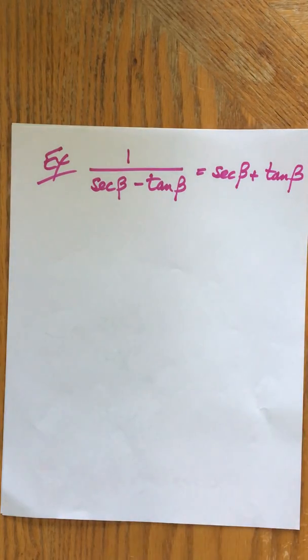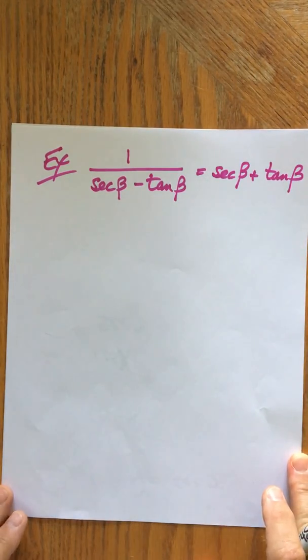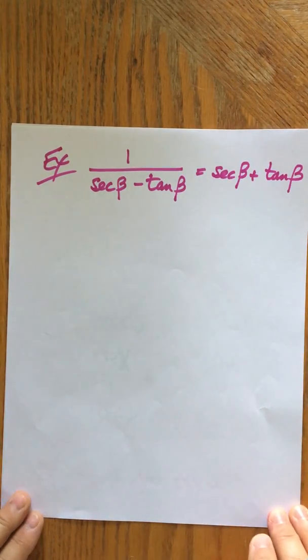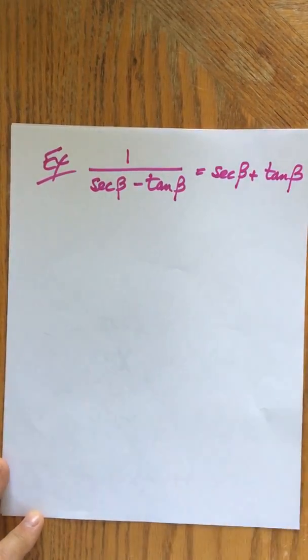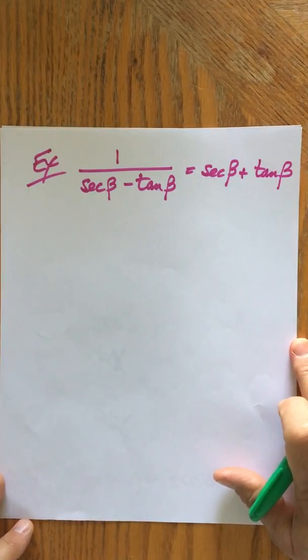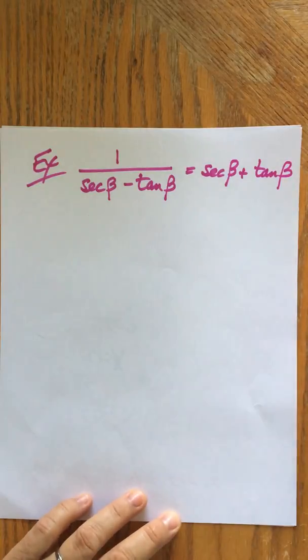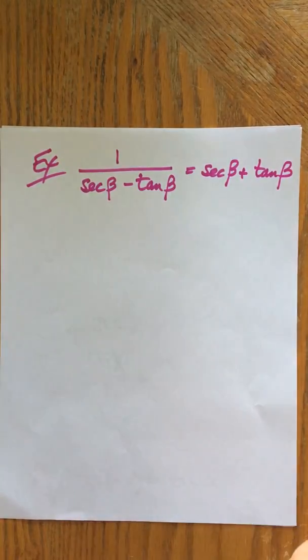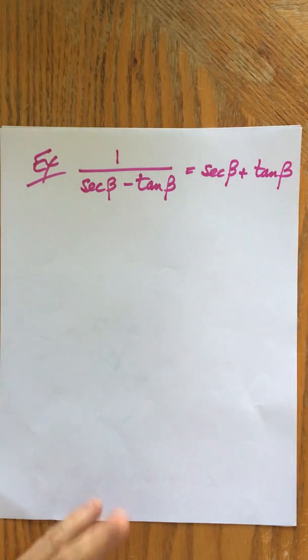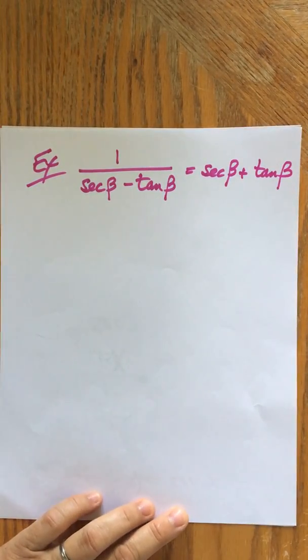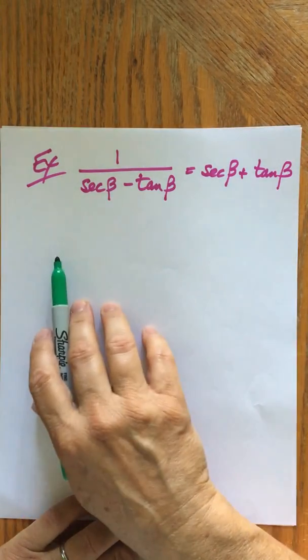So here we have 1 over secant beta minus tangent beta equals, in the numerator, secant beta plus tangent beta. Now, one thing I always suggest when you're working on these from your textbook or online is to write down everything, and double, triple check that you wrote everything exactly right. It's so easy to miss just one little thing and keep working on a problem, and you never had a chance to begin with because it was written down wrong. So always make sure you do that.